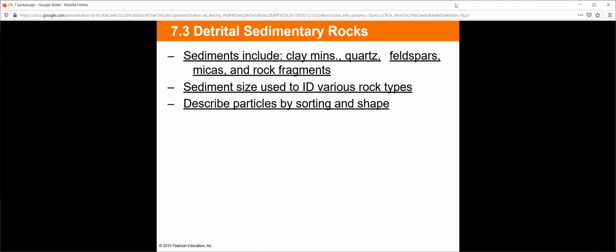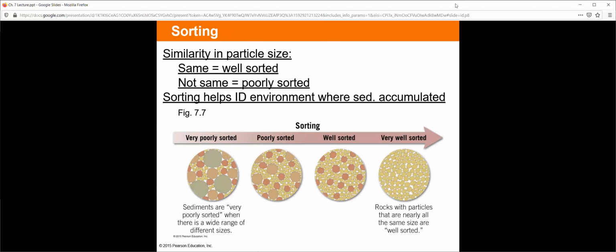Describe particles by sorting and shaping, as said there. We describe sorting as in from poorly sorted to well sorted, essentially how many of the pieces are of the same size. If you get rocks that are more or less all uniform in size, you could say it's well sorted, right?